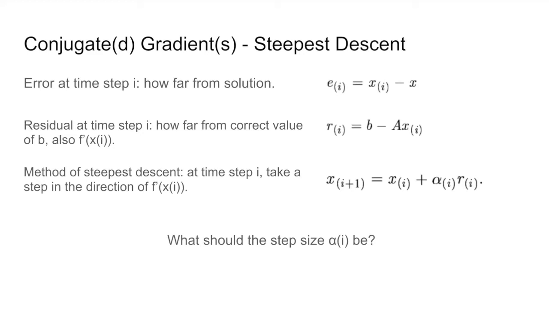Finally, the method of steepest descent has the update function here. At time step i plus 1, x i gets updated in the direction of the first derivative, which is r of i, or the residual, with a step size of alpha i. So this brings up the question: what should this step size be?